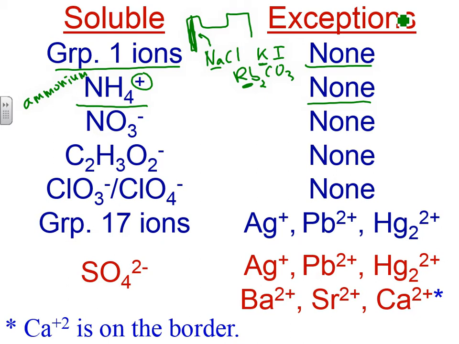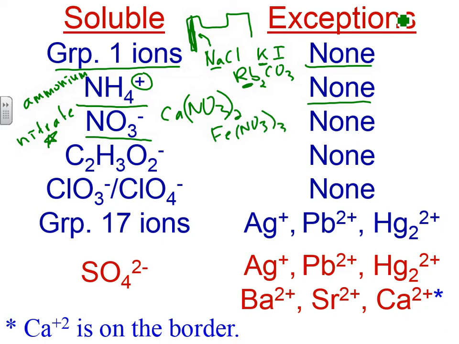Another famous one is nitrate. This is actually extremely important. All nitrates are soluble, no exceptions. So anything nitrate, so for example, if you have calcium nitrate, you have two of them. If you have cobalt nitrate, if you have nickel nitrate, if you have iron nitrate, even if you have iron 3 nitrate, for example, all these are soluble. Because of the presence of nitrate, they are soluble, which means they will dissolve in water.